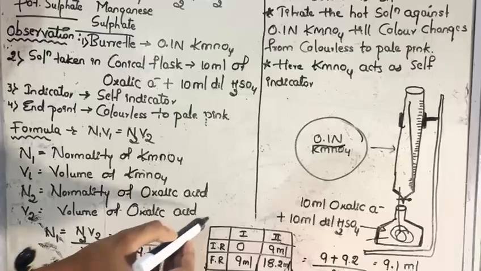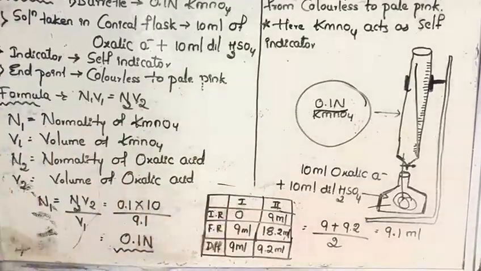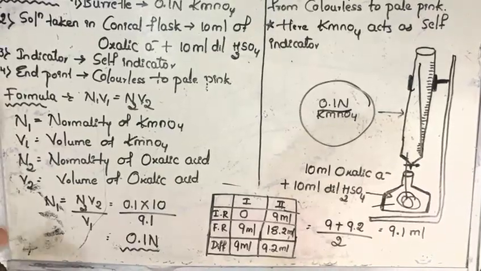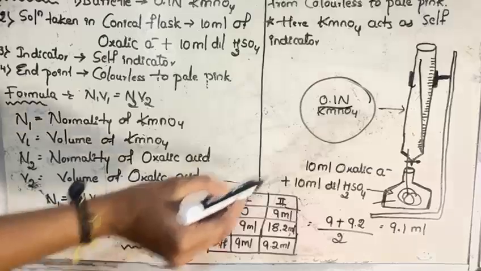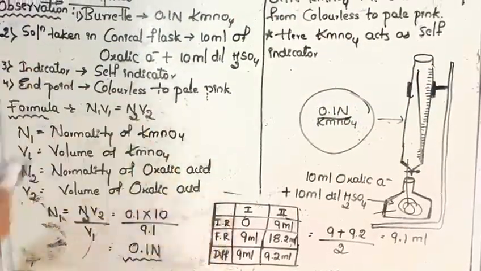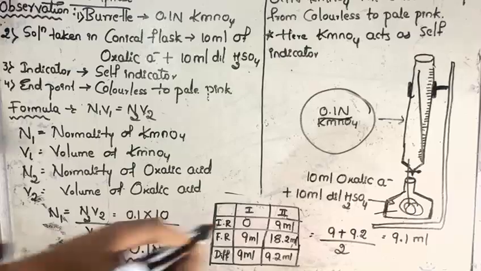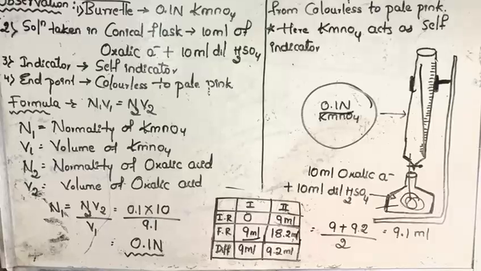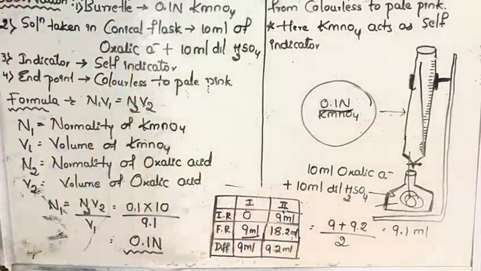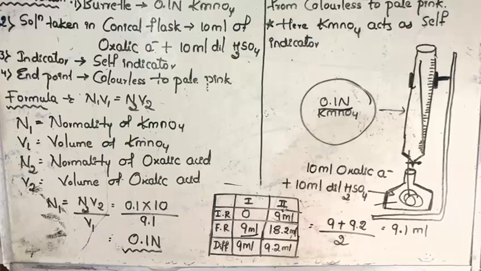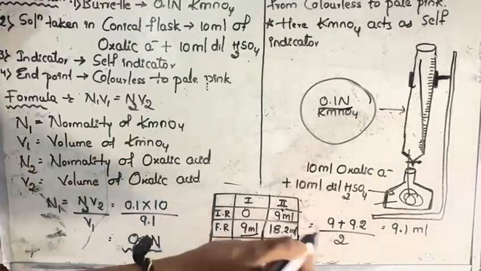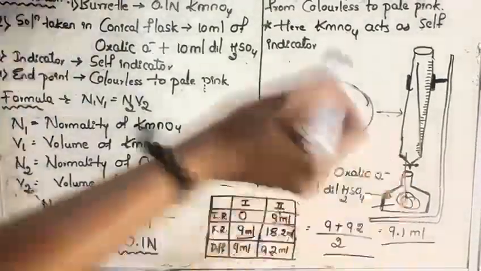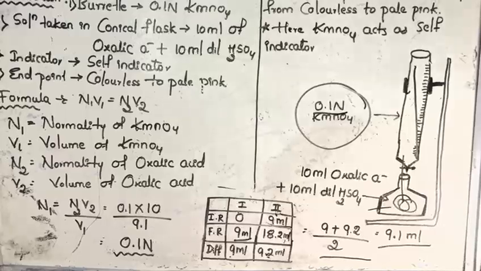This is the tabular column: initial reading, final reading, and difference. I'll give you a simple example. First we started the reading from 0 itself, so the initial reading is 0 ml, and at 9 ml we got our first reading. For the second reading we started with 9 ml, and 18.2 is our second reading. The difference is noted down here, and we take the average of that by dividing by 2, and this is the volume of KMnO₄ consumed.